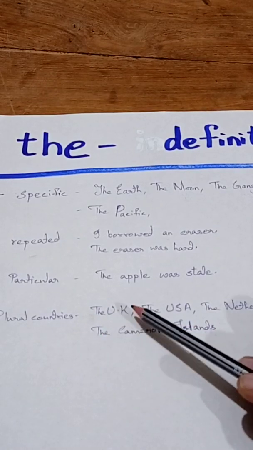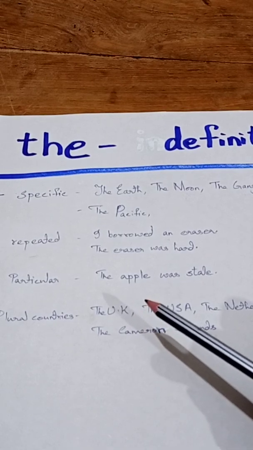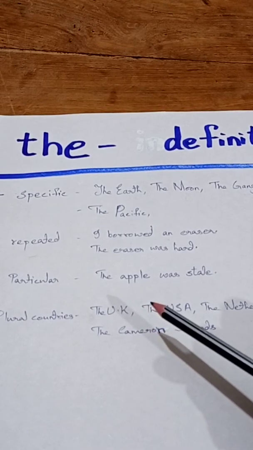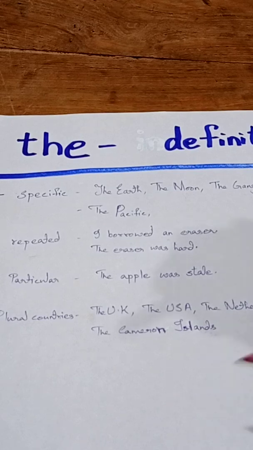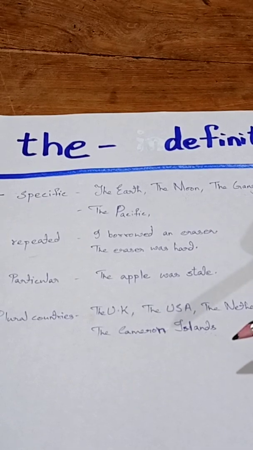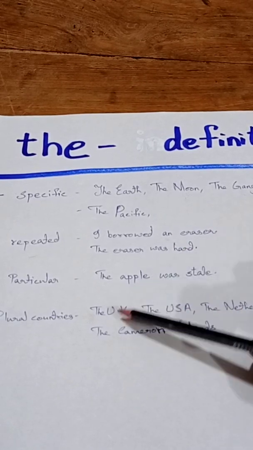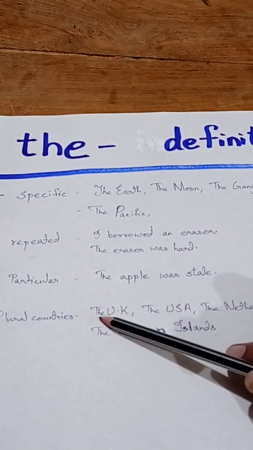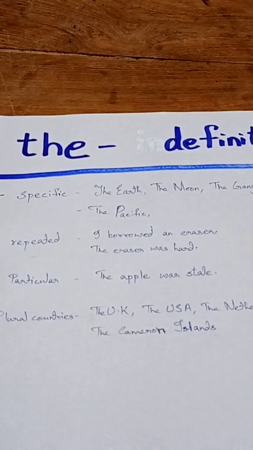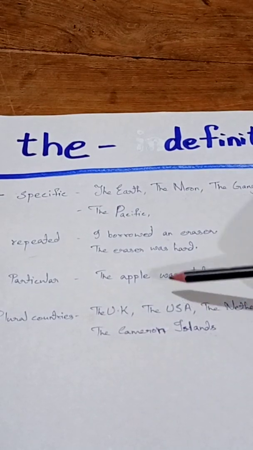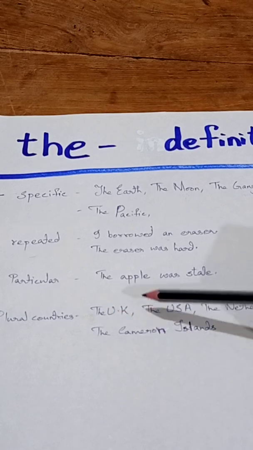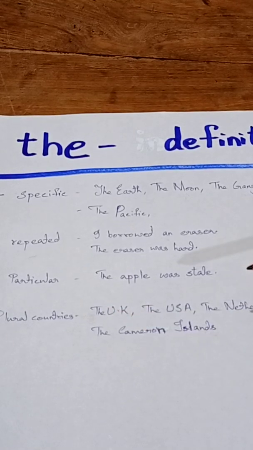United Kingdom, if you take the map, you will find that there are many countries together which have formed and are working together. Therefore, they are known with the article the. Understood? Like the Netherlands, the USA, the UK, the Cameroon Islands. Understood?